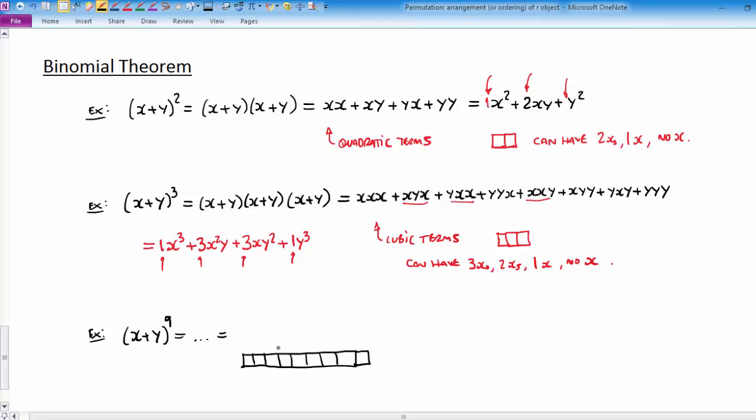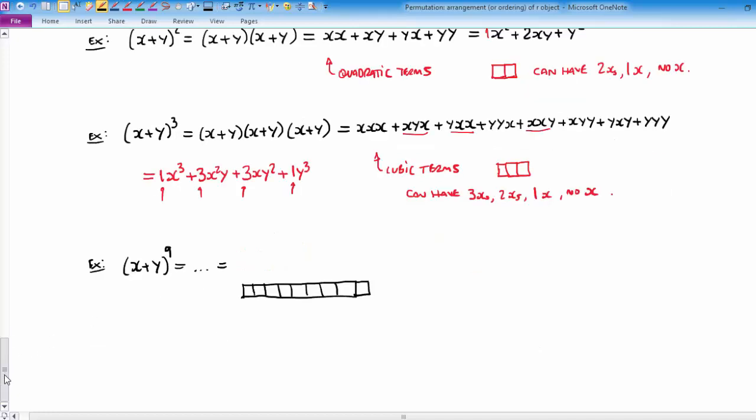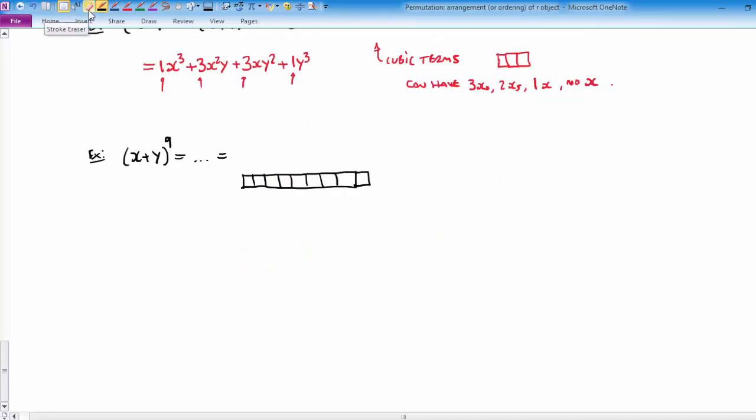So it will be a bunch of terms. Each term will have 9 blanks, right? 9 places you can put x's and y's. So these ninth degree terms can have 9 x's or 8 x's or 7 x's, all the way down to no x's. How many of each type are there?